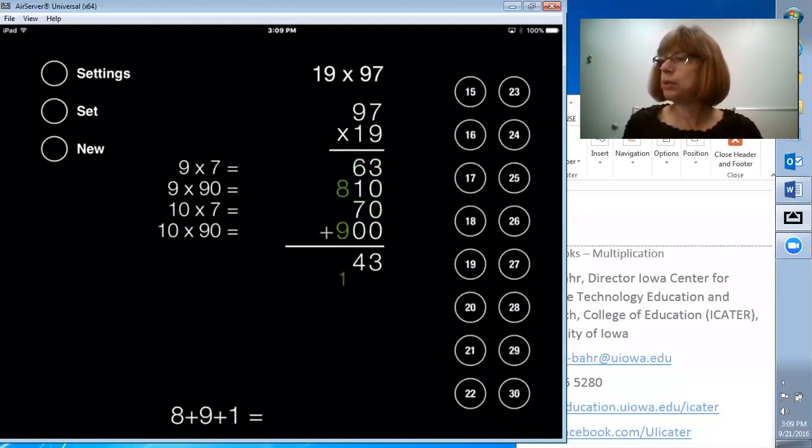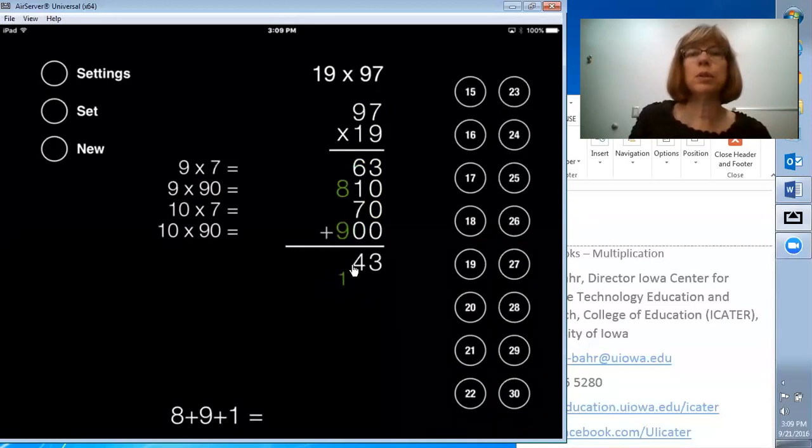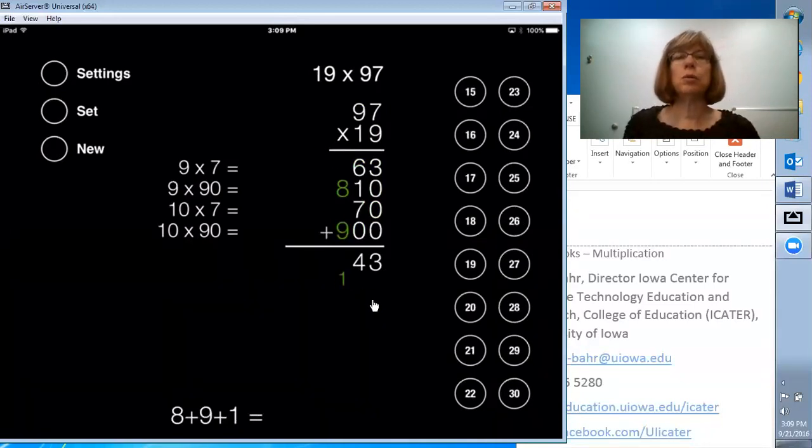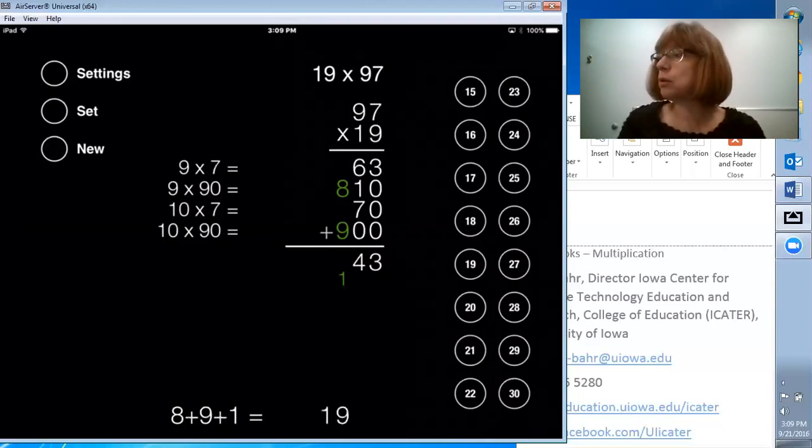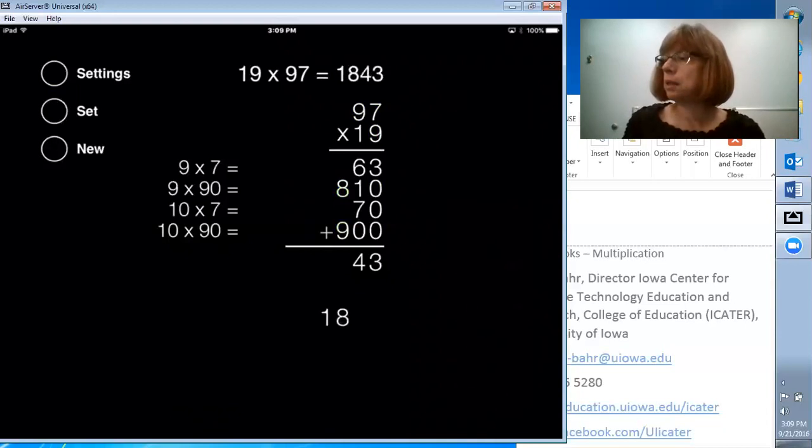And you can see it puts the little 1 down here, because instead of carrying it up here, it puts it down here for you. So 8 plus 9 plus 1 is what? 18. Let's see what it does if I do it wrong. 19. It just sits there because it's wrong. So we'll do it as 18. And it comes up, and that's our answer.